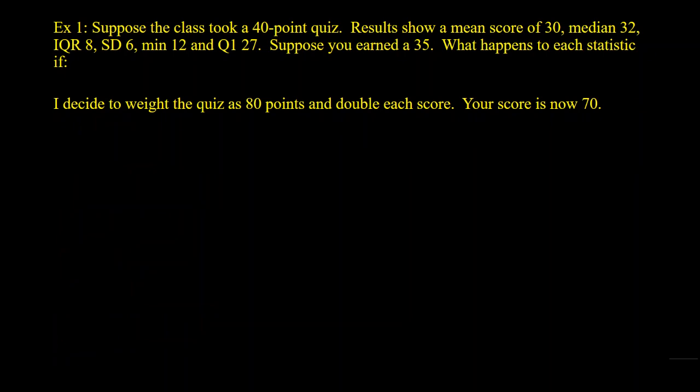Now I decide to weight the quiz as 80 points and double each score. Your score is now 70 points. So I'm doubling. We're not shifting here. We're multiplying. We're scaling it up.